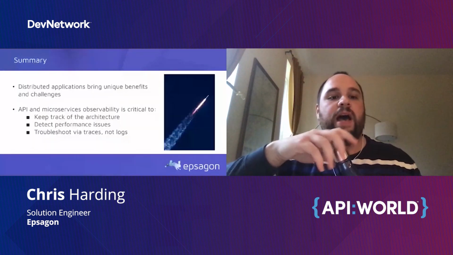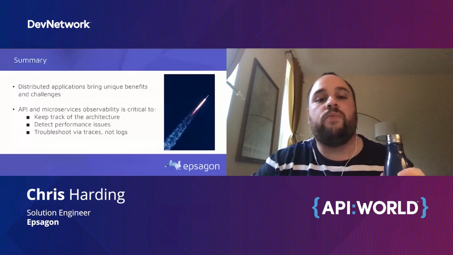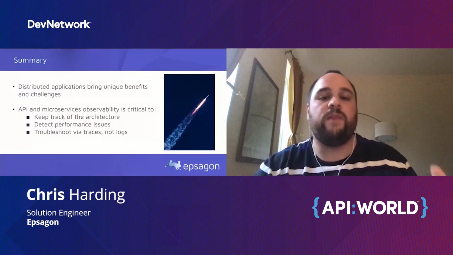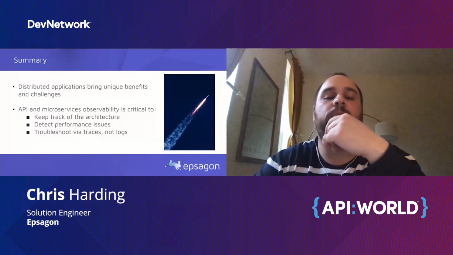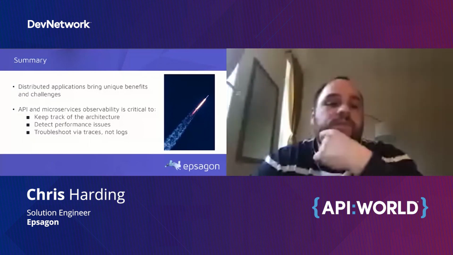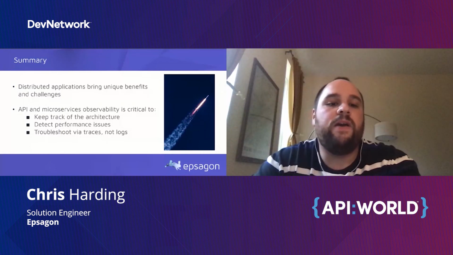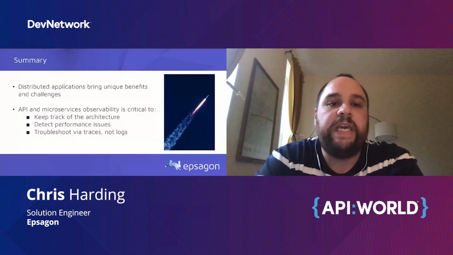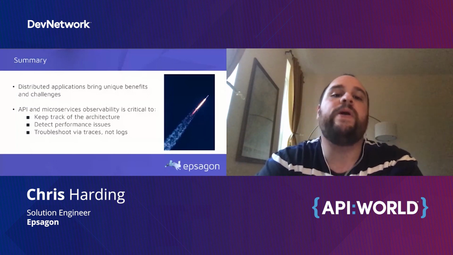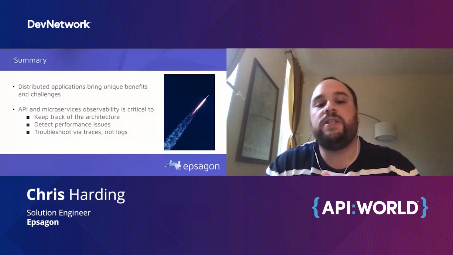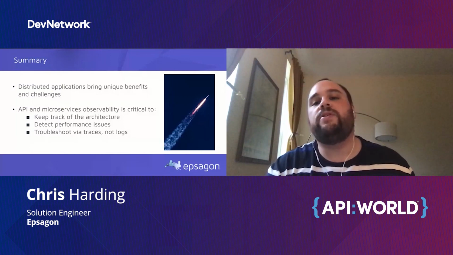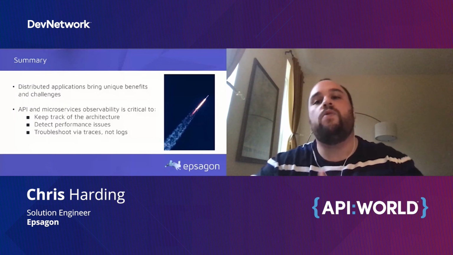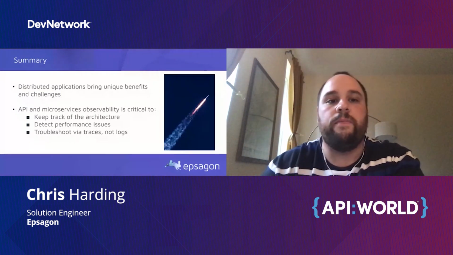All right, great. So in summary, distributed applications bring unique benefits and challenges. As we've discussed, it's really great for things like developer velocity and rolling out new features, but it's really challenging troubleshooting. And so, at least in our experience and our customers' experience, API and microservice observability is absolutely critical to both keep track of your architecture, understand what's going on as you scale up, but also to detect performance issues and then be able to troubleshoot those either through traces, and then with those traces correlated to your logs and your metrics.